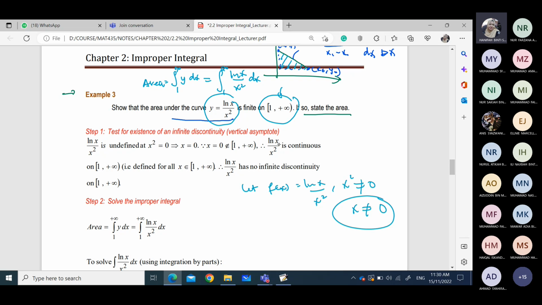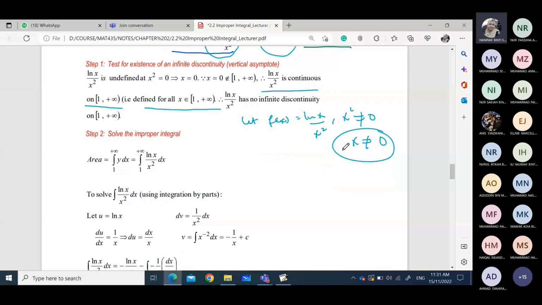So we can say that this curve, which is natural log of x over x squared, is continuous on the interval 1 to infinity. In other words, this function is defined for all values of x. So what values of x? The values of x are 1 to infinity. Okay, so kalau you masukkan nilai 1 dalam curve yang ni, dia akan memberi kita nilai, defined. So there is no issue about discontinuity. Okay, faham ya? Alright, so next we solve the improper integral.